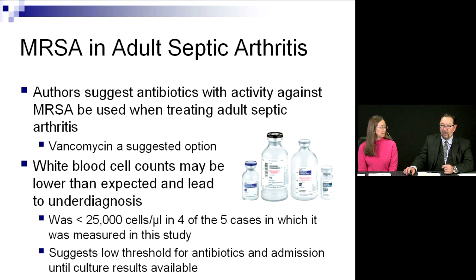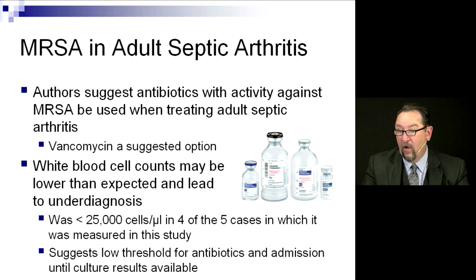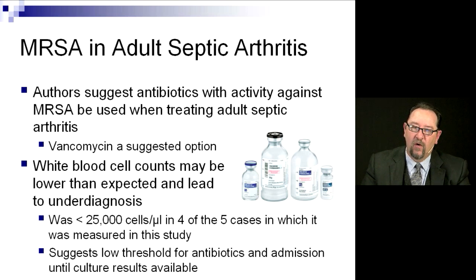Don't hang your hat on the white count, either in their serum or in the tap. The paper suggests a low threshold for antibiotics and admission until culture results are available, because if someone ends up crippled, and these often don't have great outcomes, some of them actually even need to go to the OR and get washed out at some point. Although that's being done more selectively now. It used to be that everybody got one. Now they're doing them more selectively.